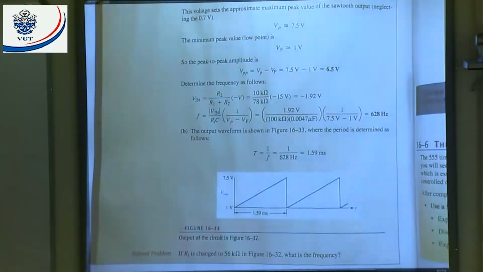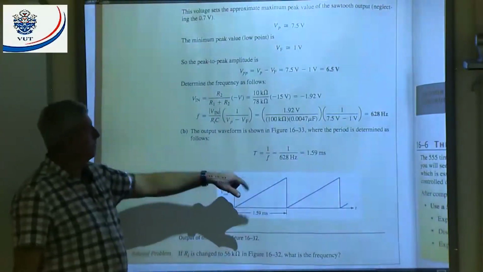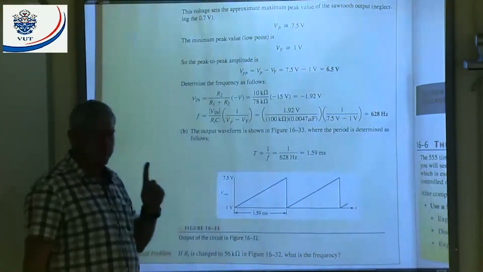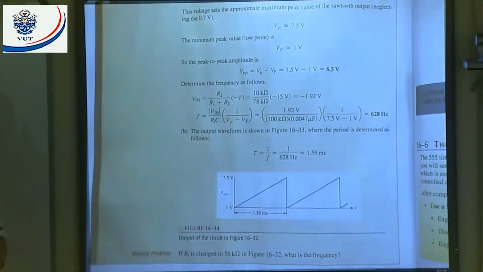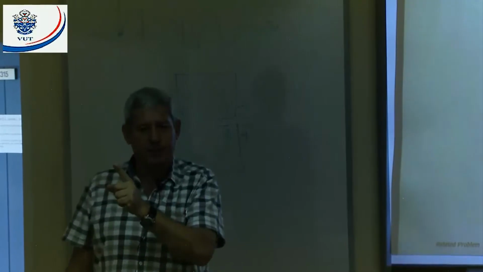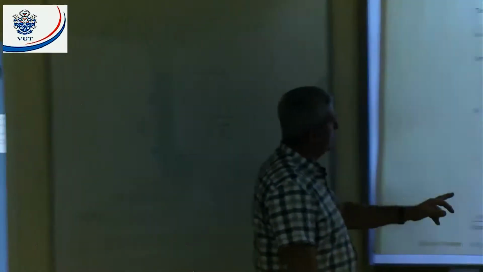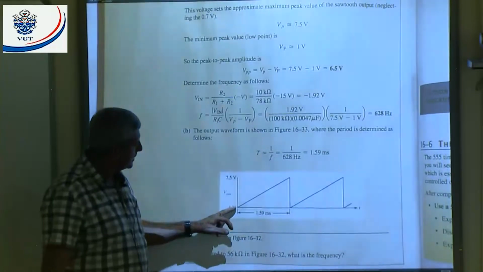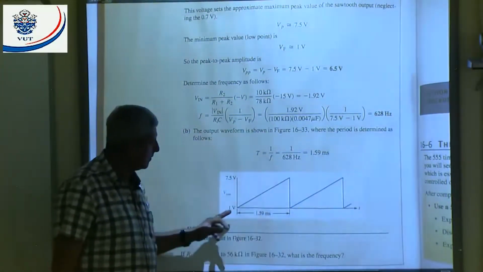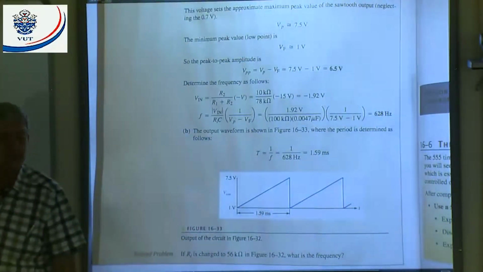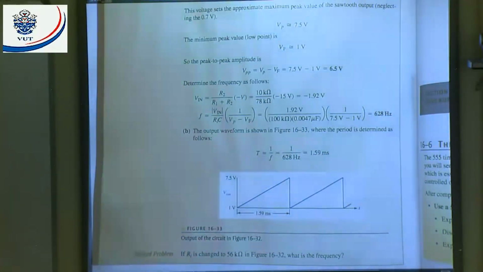Now they say the output waveform is shown in figure 16.33, where the period is determined as follows. If I got the frequency, I can determine the period. Period is 1 upon the frequency. Now, the definition of a cycle is from a certain point to exactly the same point. Don't think a cycle is going to be from there to there. A cycle is a starting point and the next starting point. That is a cycle, and that is your period, and that's going to be equal to 1.59 milliseconds.